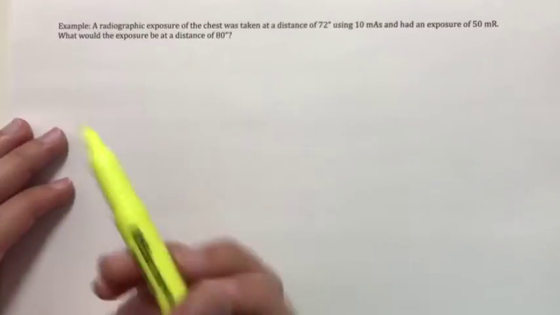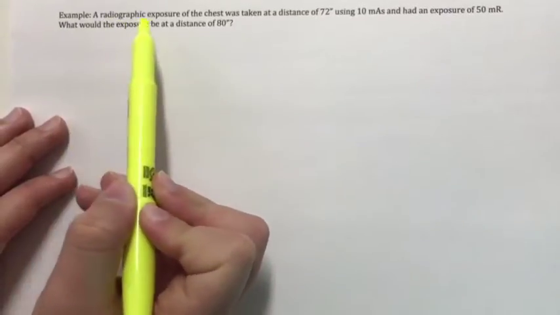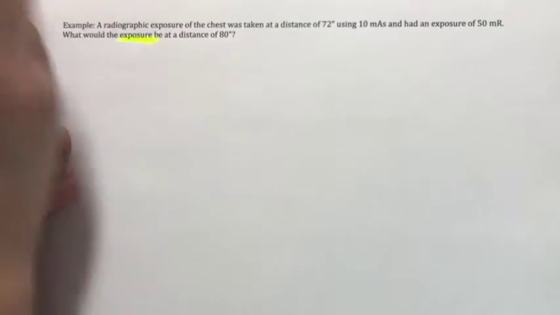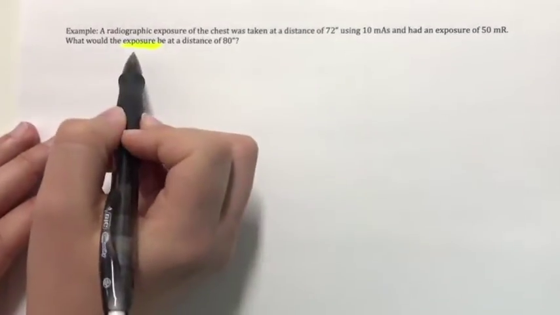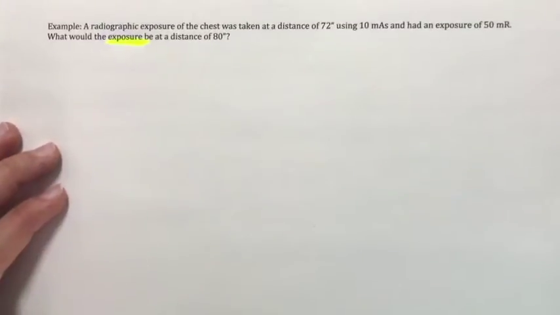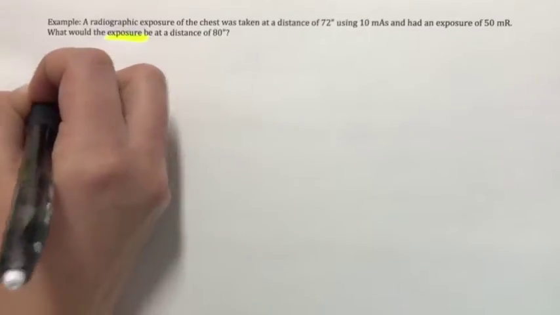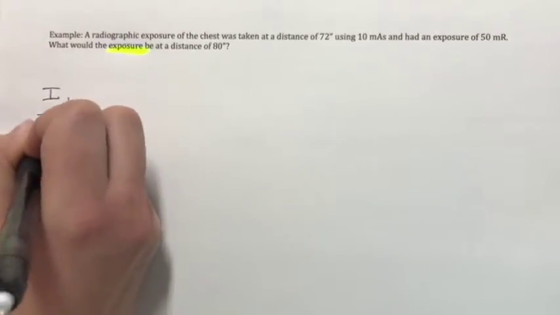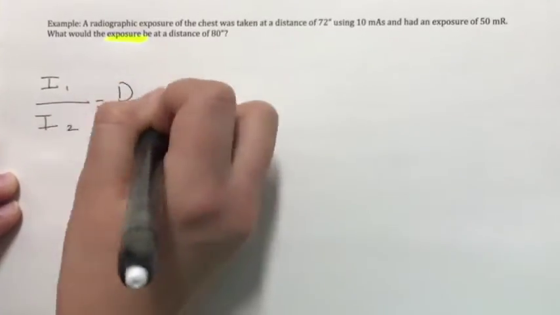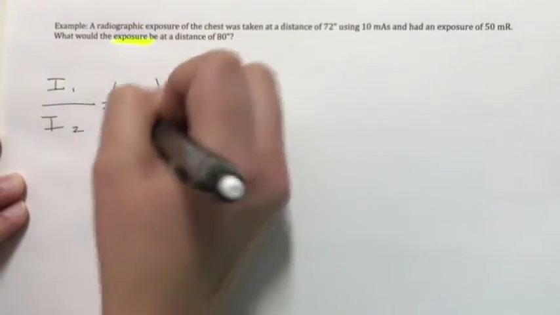So we're going to find out what the key word is and what they're asking us in this problem. Basically they're saying, what would the exposure be at a distance of 80 inches? So the key word here would be exposure. Now we're going to see what formula we're going to use. We know that exposure has to do with intensity, so right there we know that this is going to be the inverse square law. So I'm going to go ahead and write down the inverse square law formula, which is I1 over I2 is equal to D2 over D1 squared.